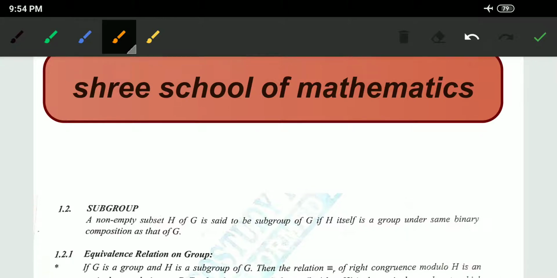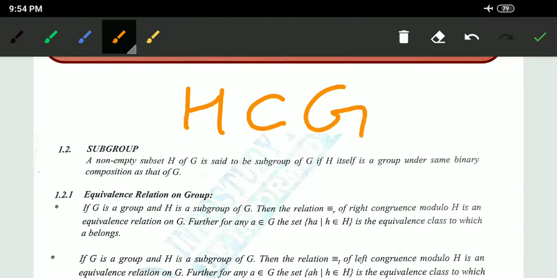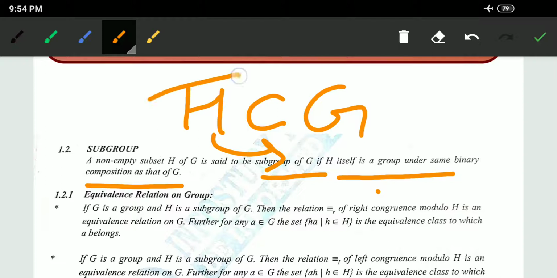Today I will discuss subgroup. A non-empty subset H of G is said to be a subgroup of G if H itself is a group, meaning that it satisfies all properties of the group under the same binary composition as that of G. Then H is called the subgroup of G.